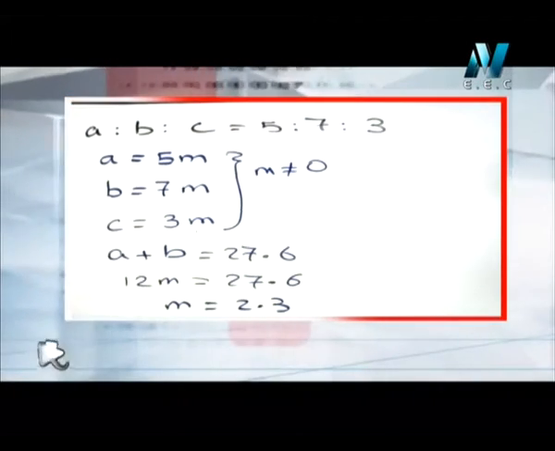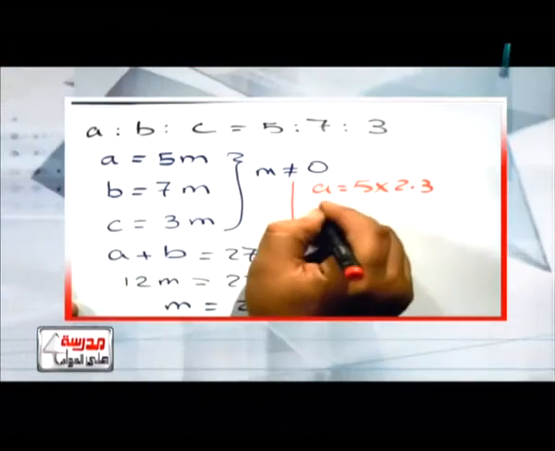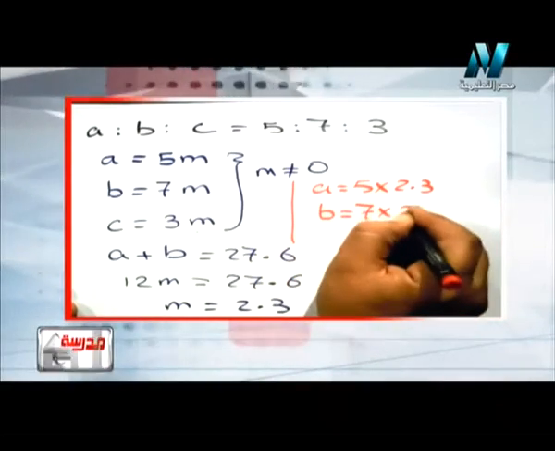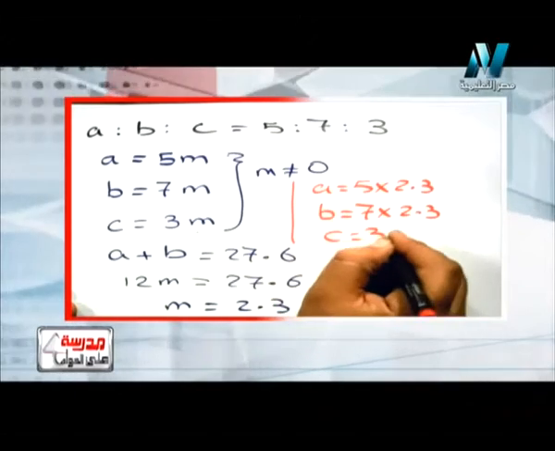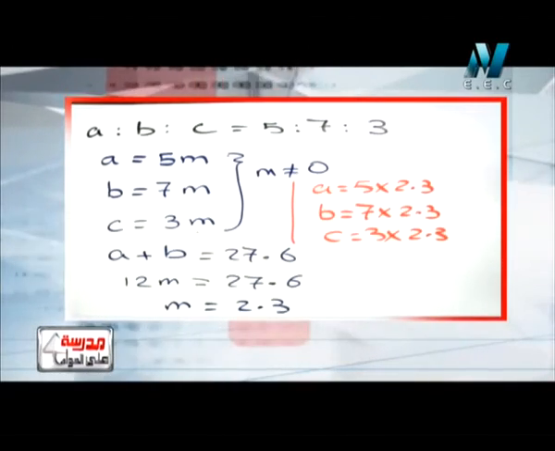So a equals 5 times 2.3, b equals 7 times 2.3, and c equals 3 times 2.3, and the answers here will be the same as we did before for the last page. All right, so that is the answer to exercise 3, page 29. We answered it in the old-fashioned way, the one you studied in elementary 6, and the one you studied this year. So let us move now to another exercise.